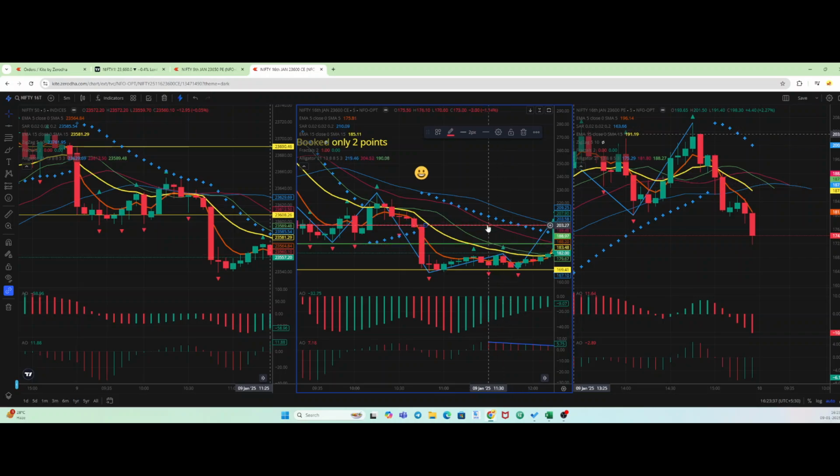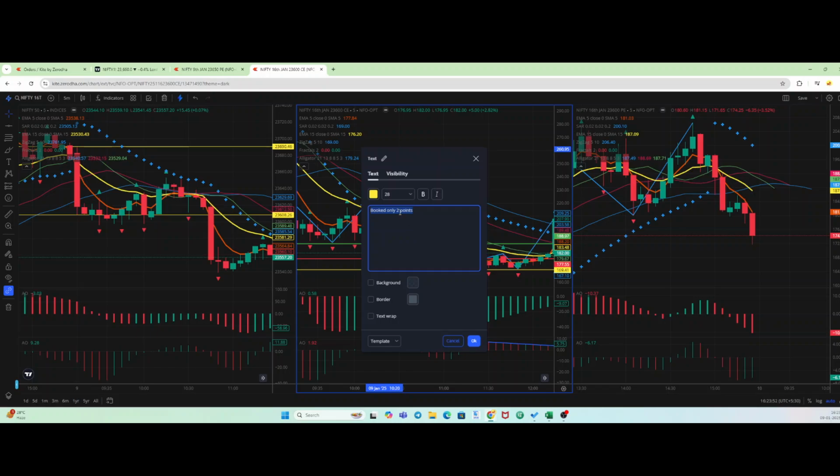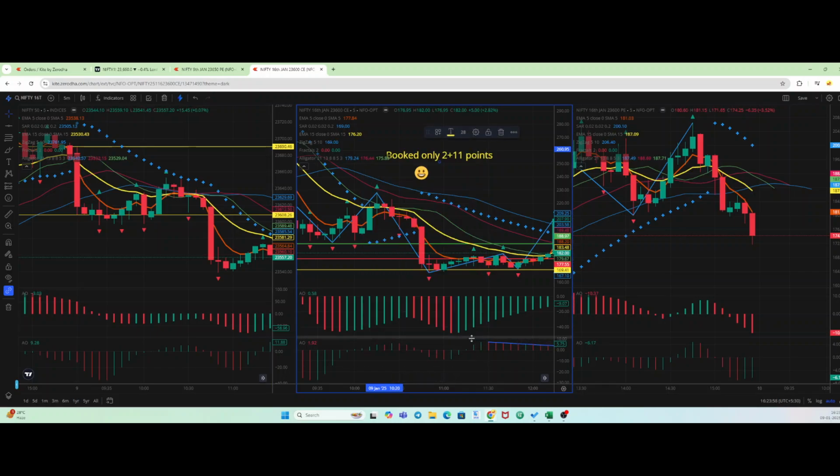Then the next candle is a red candle. We are changing the stop loss. Then again we are changing the stop loss. So 177. Here what we did, 188, 177. Here we booked around 11 points. Again we booked plus 11 points. Okay, this is the thing we booked.